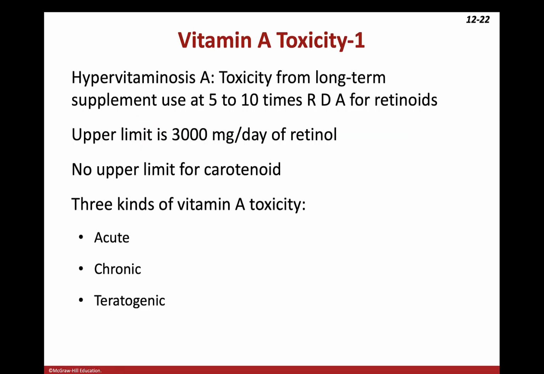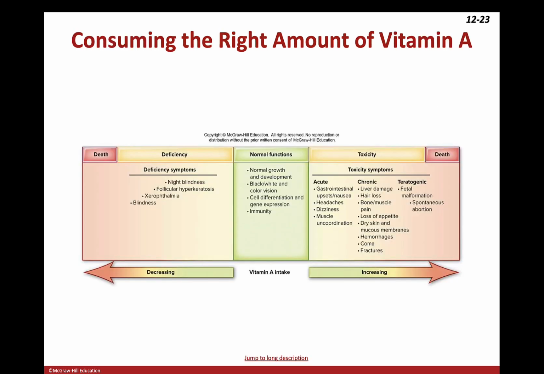And one thing known as hypervitaminosis, that is toxicity from long-term supplements, and this is only going to occur when we see uses 5 to 10 times beyond that of the RDA. The upper limit is 3,000 micrograms per day of retinol. There is no upper limit for carotenoids, and there are 3 different types of vitamin A toxicity. They're described as acute, chronic, and teratogenic. Here we can actually see examples.